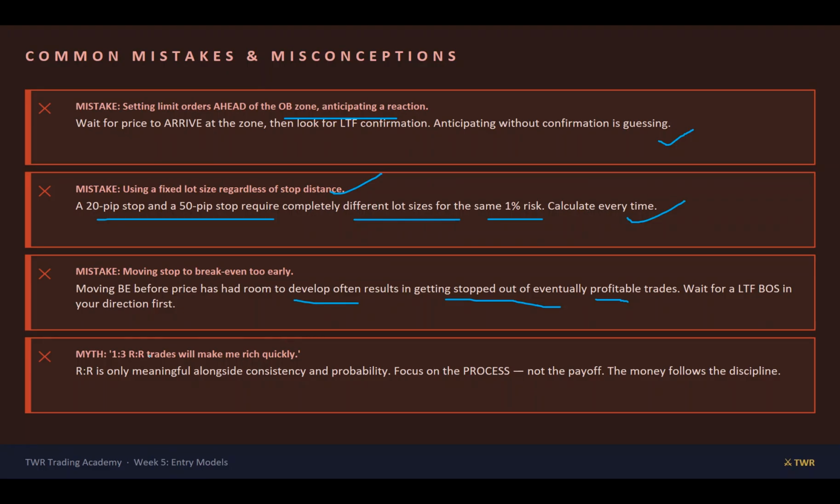A 1 to 3 RR trade will make me rich quickly. Risk to reward is only meaningful alongside consistency and probability. Focus on the process, not the payoff. The money follows discipline, okay?